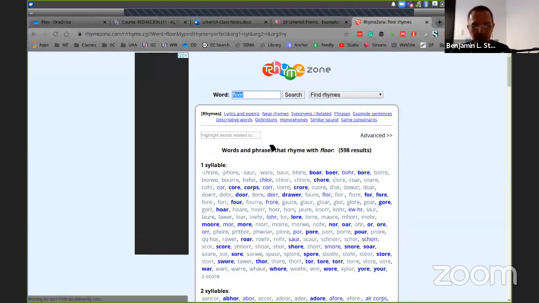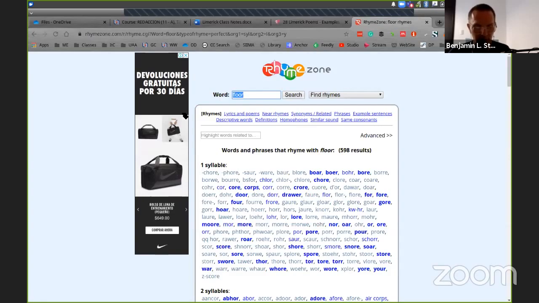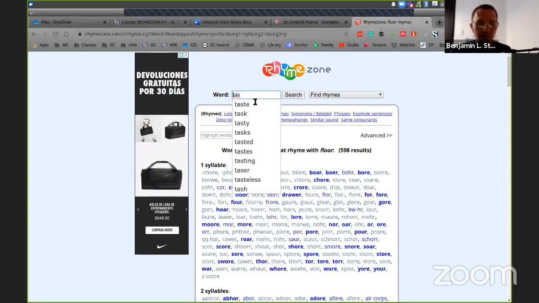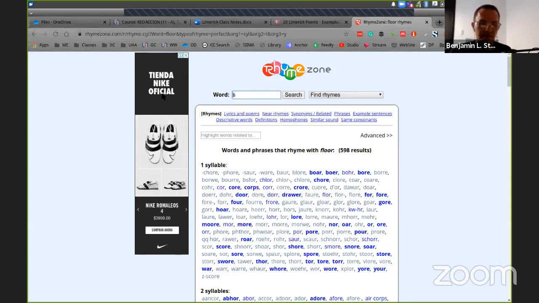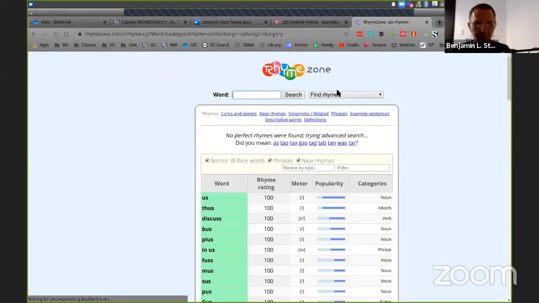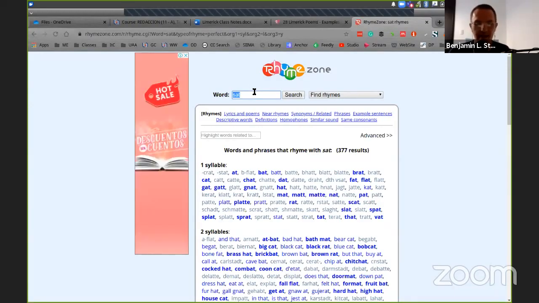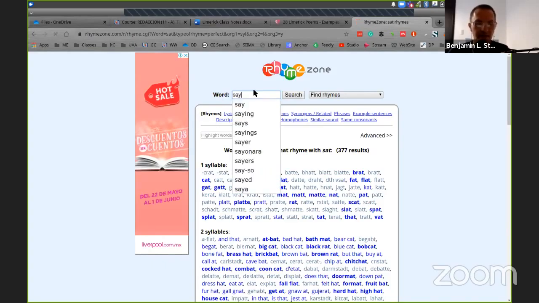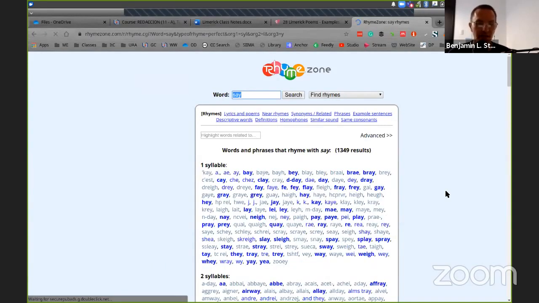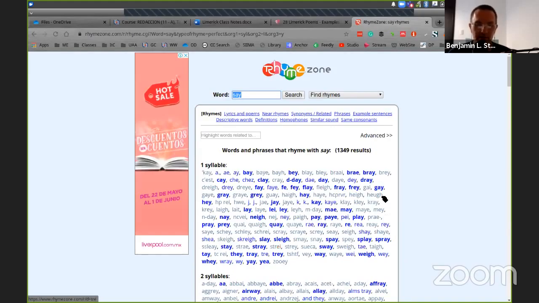And you don't have to use floor, right? But the idea is that you're getting some other words that you might decide to use. Now, what's another word that a lot of words rhyme with? Well, let's try sat. My computer's going to sleep. Sat, bat, hat, mat. Tons of words that rhyme with sat. That would be another column. And then even say. Again, you don't have to use these words, but look at all the words: ray, slay, stray, bay. There are all kinds of words that you can choose.